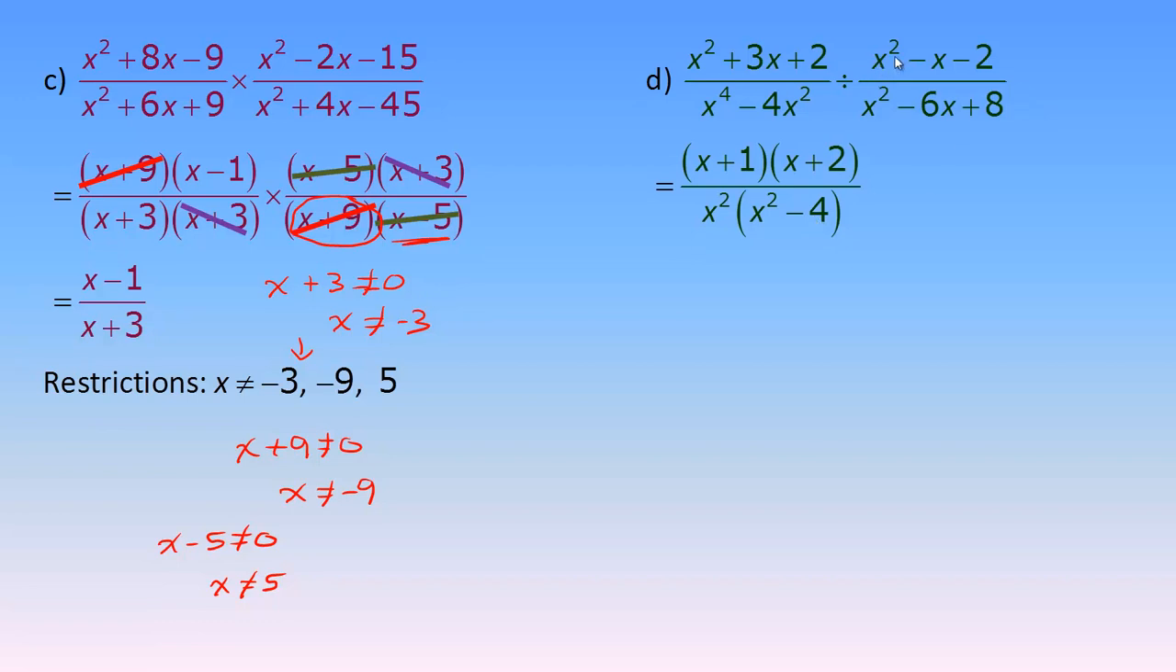Now, x squared minus x minus 2, so there's a -1 here. And so I'm looking for two numbers that add to -1 and multiply to -2. And so that would be -2 and positive 1. And the last one here, I want to find two numbers that add to -6 and multiply to positive 8. Now, if it adds to negative and multiplies to positive, then they both have to be negative. So it's x minus 2 and x minus 4 that add to -6 and multiply to 8.